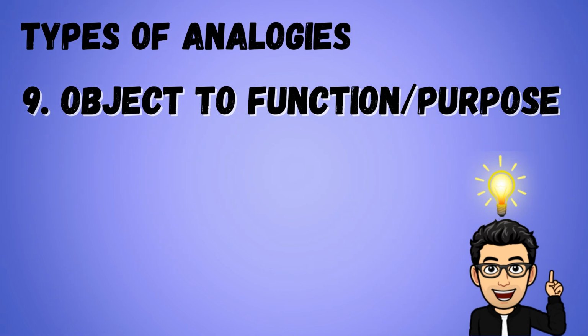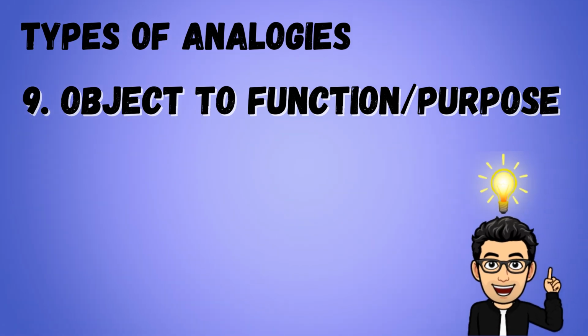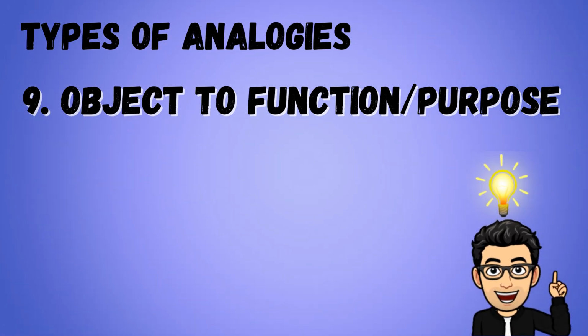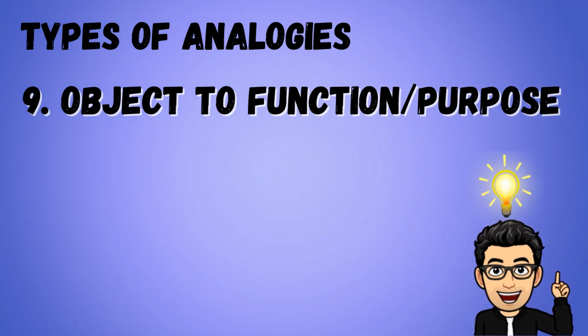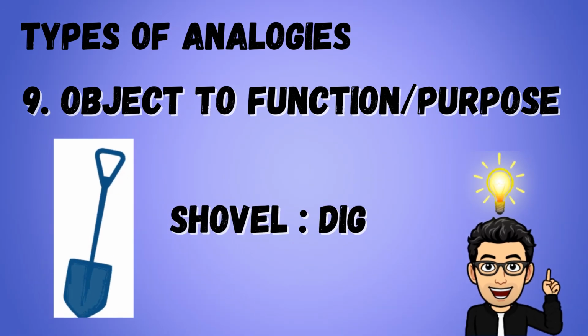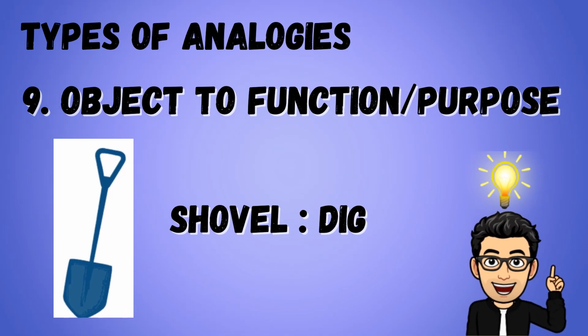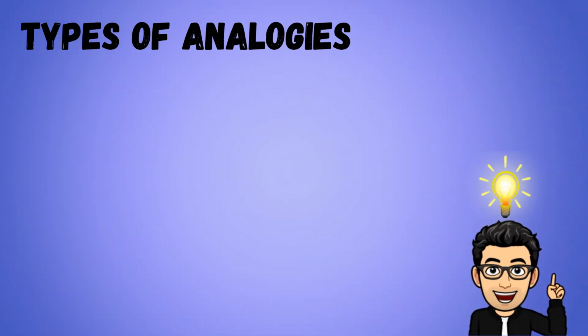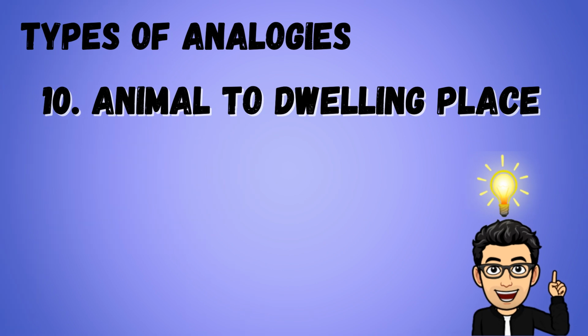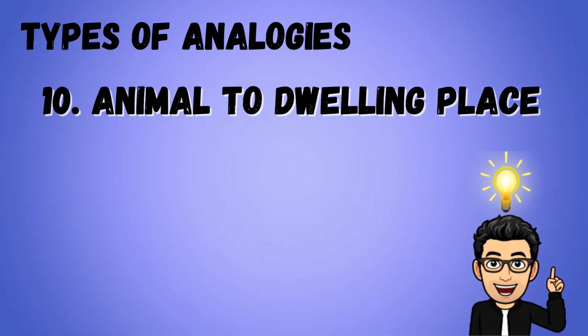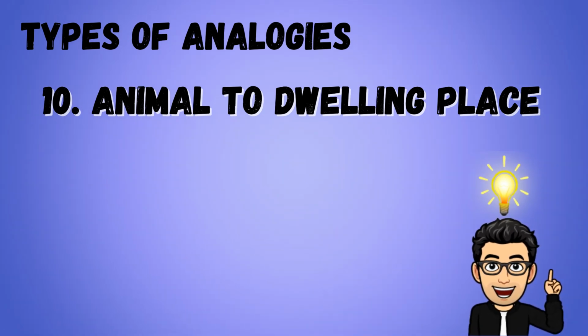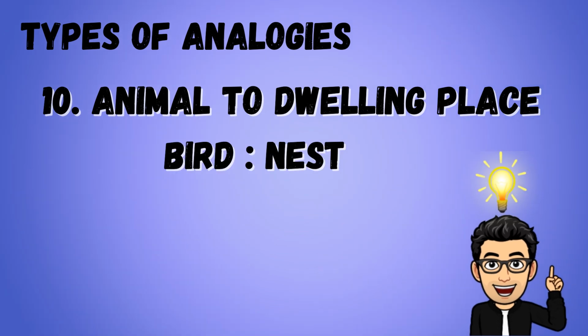Object to function or purpose means that one represents the tool or object, and the other gives its function or purpose. For example, shovel is to dig. Animal to dwelling means that one word of the pair represents the dwelling place of the individual given in the other word of the pair. For example, bird is to nest.